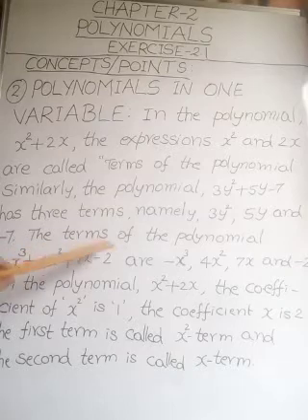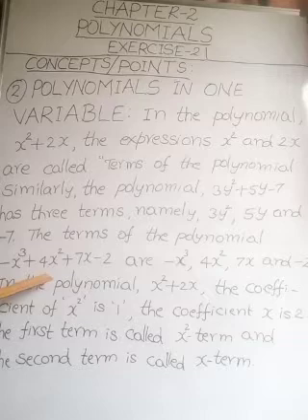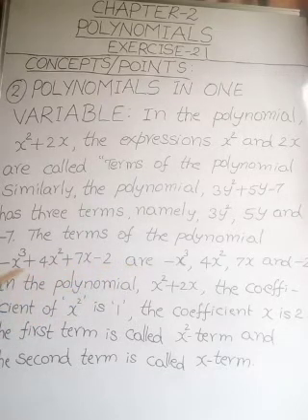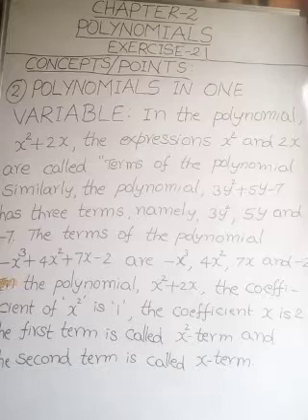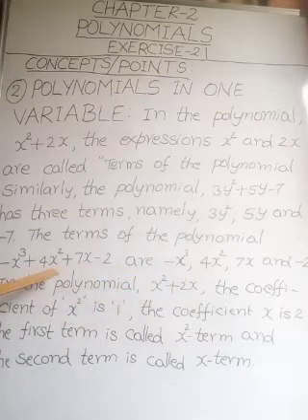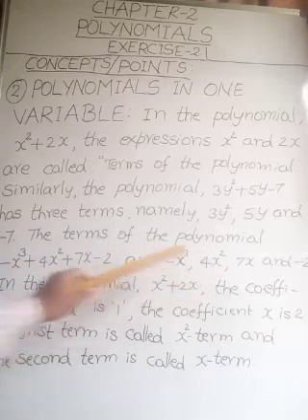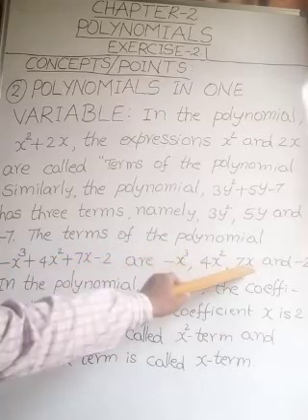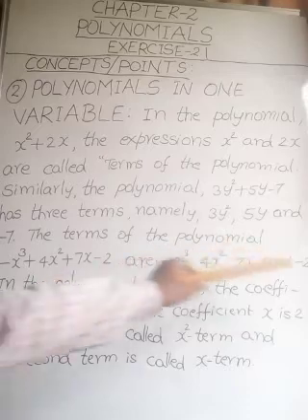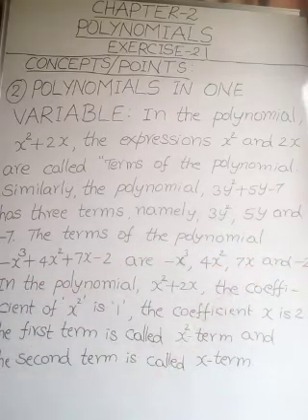Next, the terms of the polynomial minus x cube plus 4x square plus 7x minus 2 are: how many terms are there in this polynomial? 4 terms. The first term is minus x cube, the second term is 4x square, the third term is 7x, and the last term is minus 2. Is it clear, my dear children?